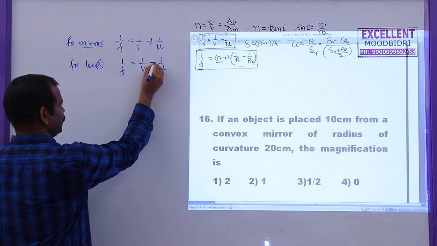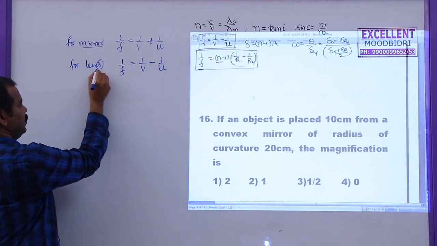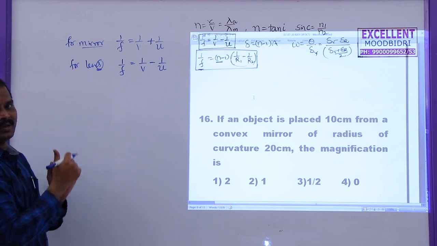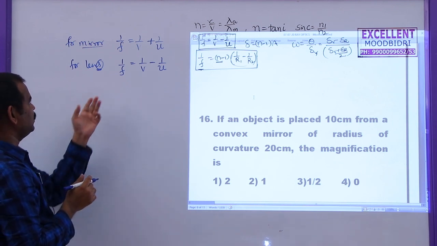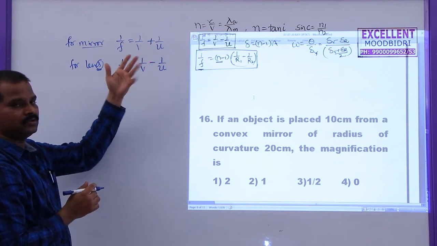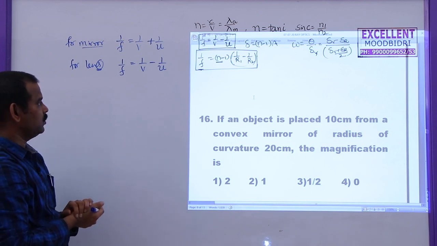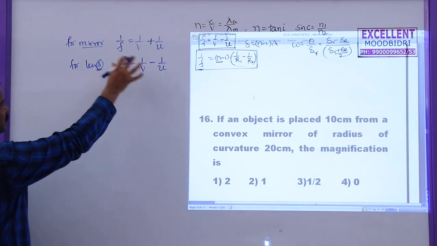So we are subtracting this because in this lens we have S. So we have to remember it like this, a shortcut method. Otherwise, instead of plus, if you keep minus, you will get negative marks. So that's why please remember it like this.